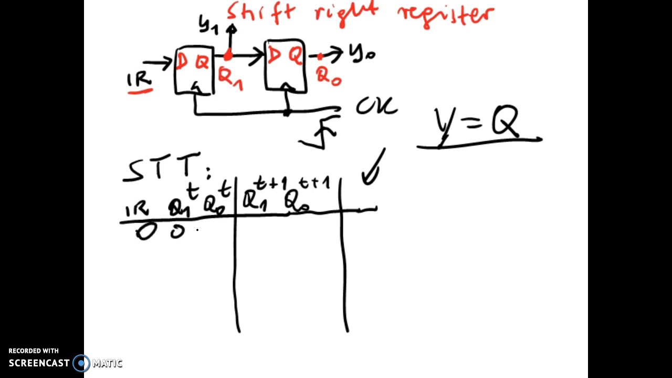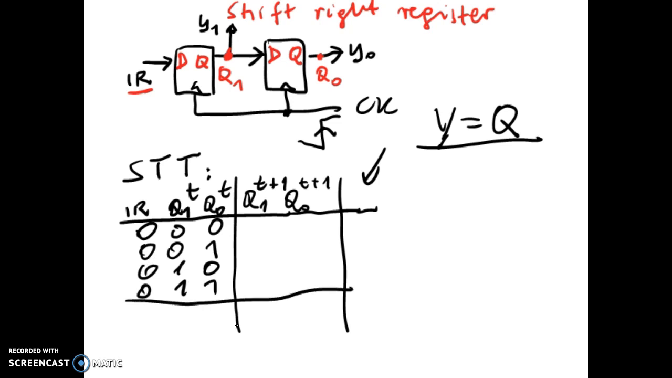So now your task is to fill in this table with all the possible combinations, because you have a free choice. You can have any initial state, I mean Q1 of T and Q0 of T can be any values, and you've got a free choice of what to put on input right. So any sequence can be possible.